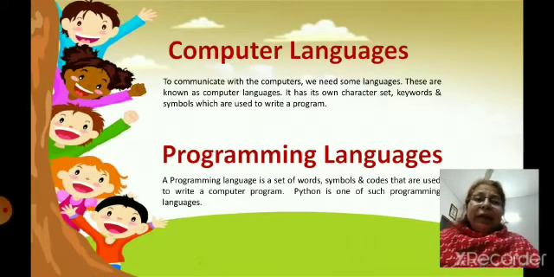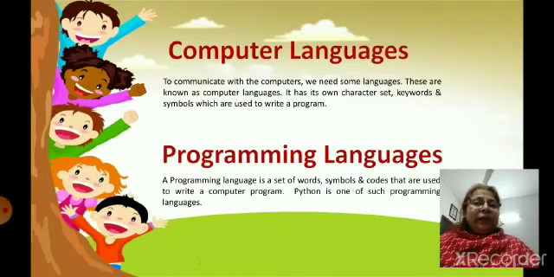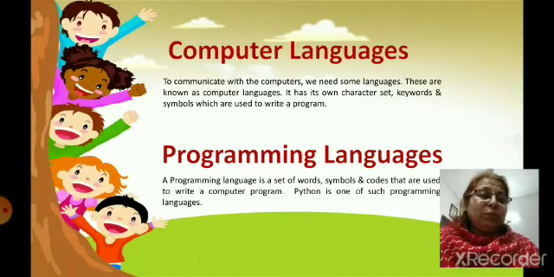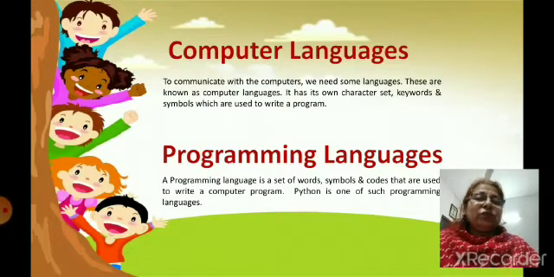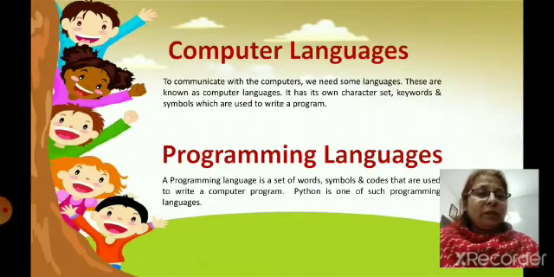The programming language is a set of words, symbols, codes that are used to write a computer program. That means we write a program. Program is what? It's just the combination of some instructions in a sequence which we give to the computer. Python is also such a programming language in which we write the programs. That means we write the set of instructions for the computer.